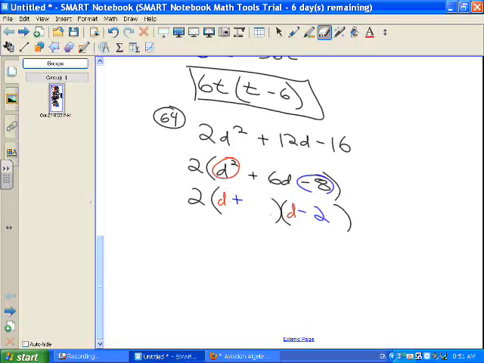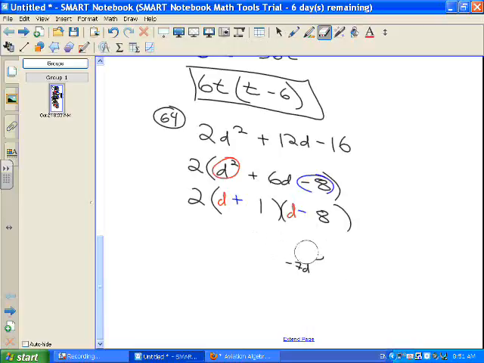But 4 and 2 didn't work, so what's my other option? 8 and 1. All right, so if I go d squared minus d plus 8d minus 8, what do I get in the middle? 7d. Ooh, that's close. That didn't work. 1 and 8. d squared minus 8d plus d minus 8. In the middle, I get a negative 7d. Oh my gosh.